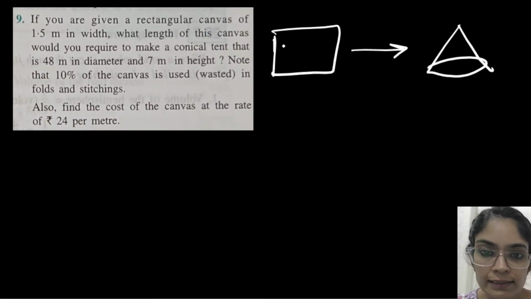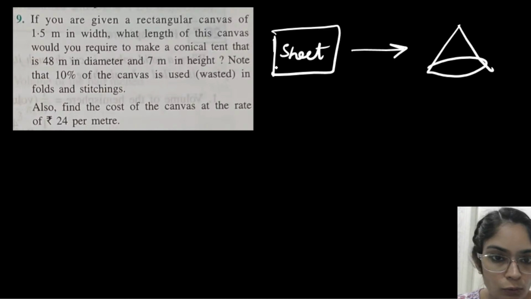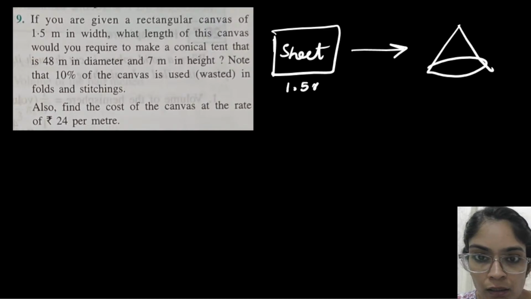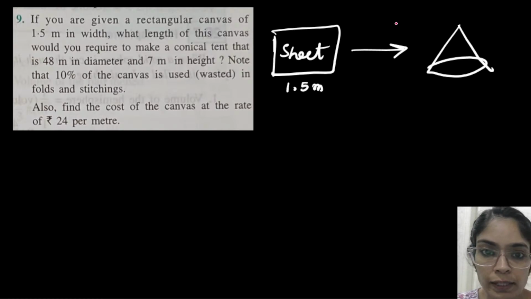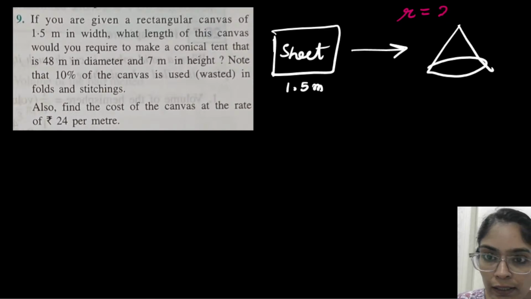First of all, this sheet's width is given to us. Width of this sheet is 1.5 meter. And regarding this cone, its diameter is given to us. So that means radius is given to us. Radius of this one is diameter divided by 2, and this is equal to 24 meter. And height is given to us. Height is equal to 7 meter.